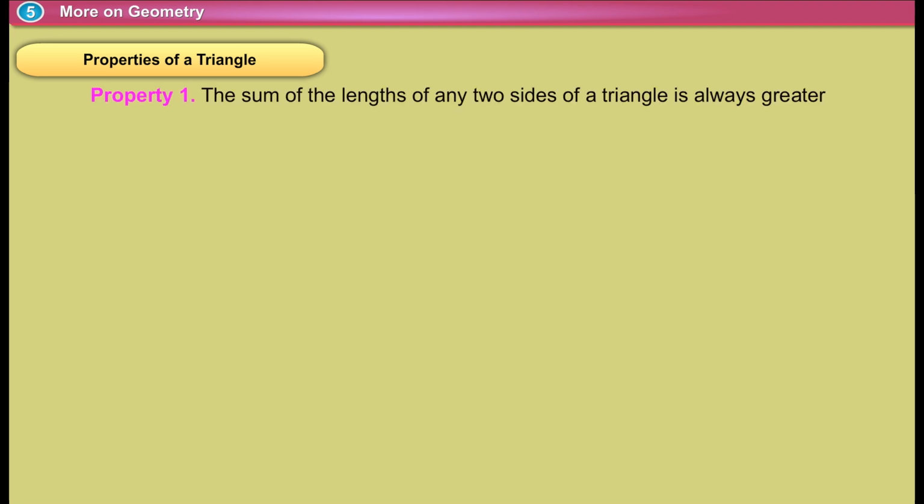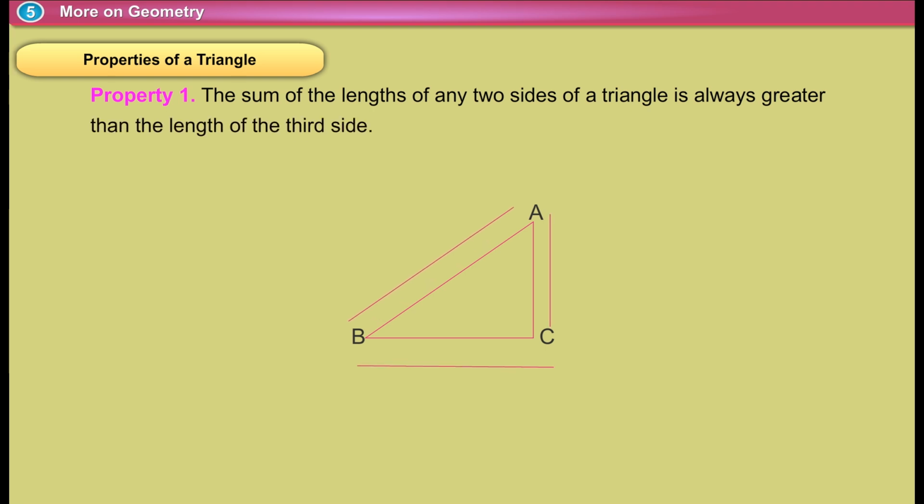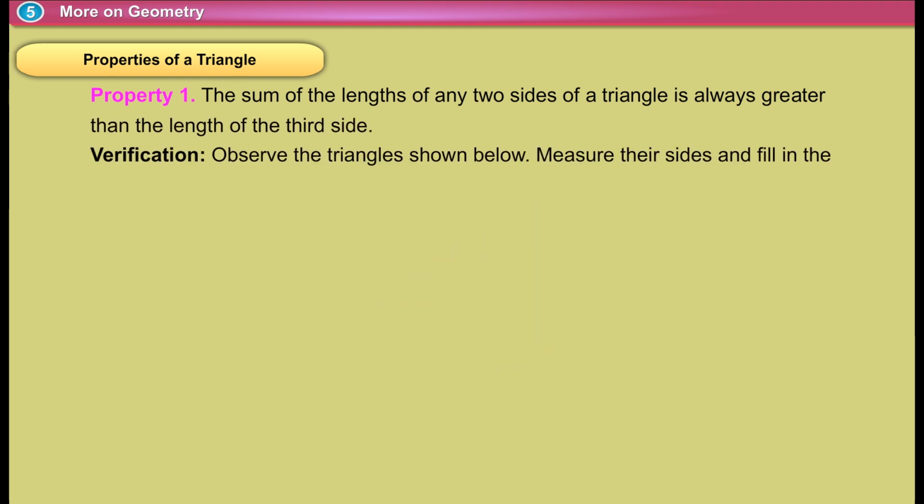Properties of a triangle. Property 1. The sum of the lengths of any two sides of a triangle is always greater than the length of the third side. Verification. Observe the triangles shown below.